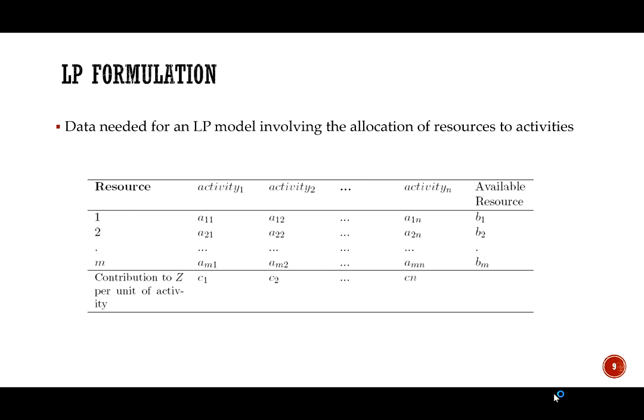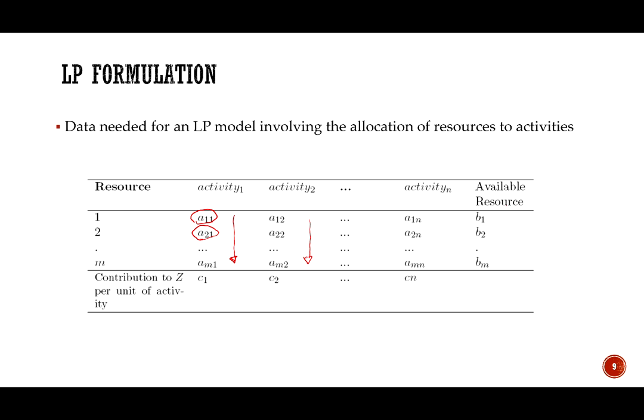If you focus on column activity 1, in order to fill in the table, we want to know how many units of the first resource are required to produce activity 1. How many units of the second resource are required to produce activity 1. And that's how we fill in the table. The same process applies for the second activity. And the last column is the threshold.